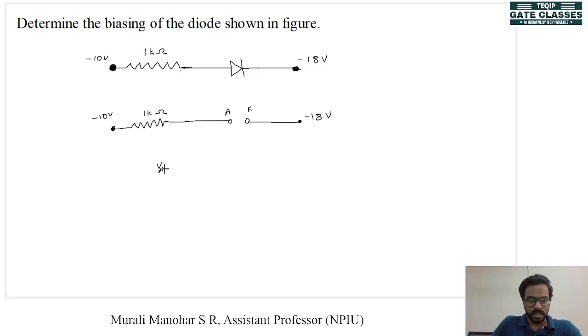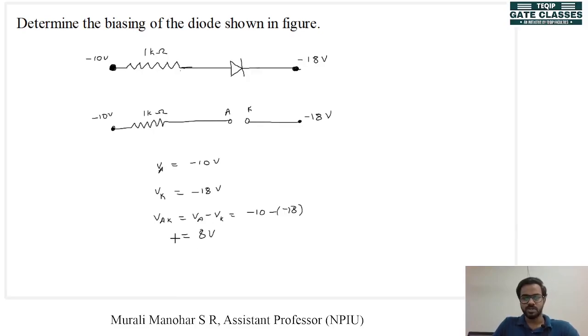Now what will be VA? VA will be minus 10 volt. VK will be minus 18 volt, and VAK will be VA minus VK, which will be minus 10 minus 18, that is 8 volts. So if VAK is 8 volts, what does that mean? VAK is greater than 0, and our diode is forward biased.